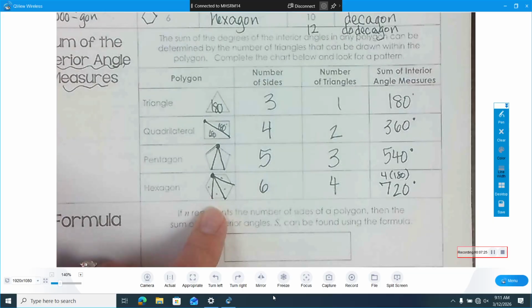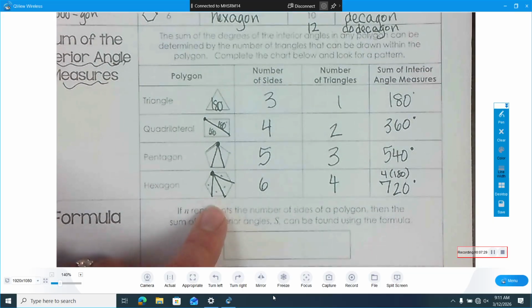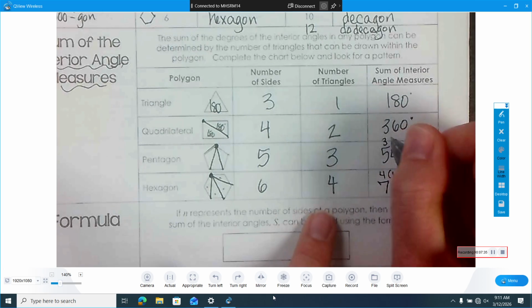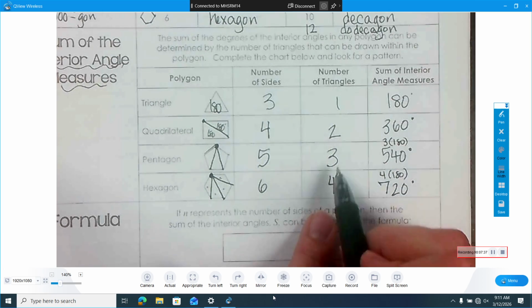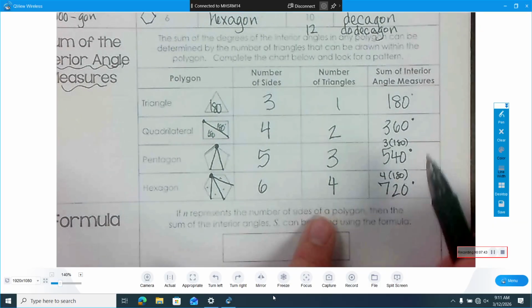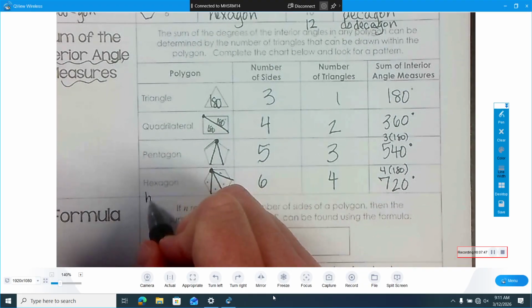720 degrees. Are you seeing a pattern? Yeah? How did we get 540? 180 times 3. Yeah, because there were 3 triangles, so we just have to multiply that by the degrees in the triangles. Does that make sense to you? All right.